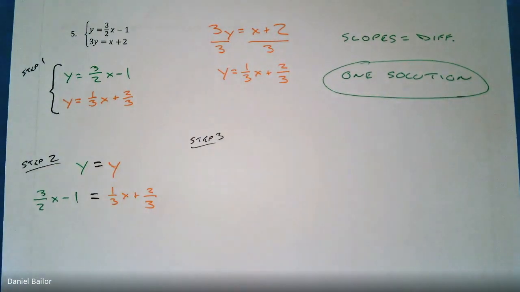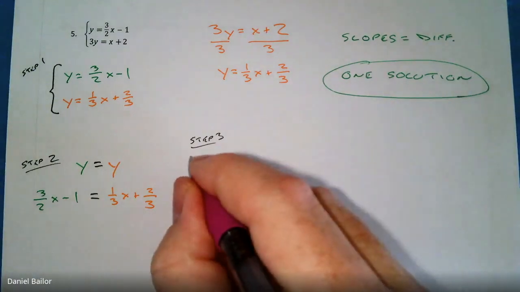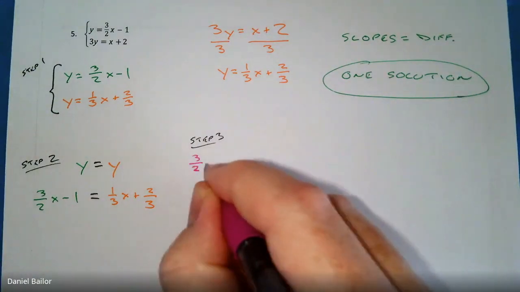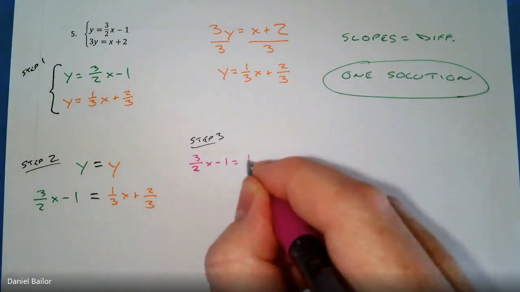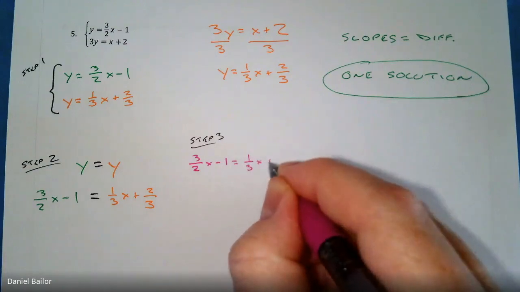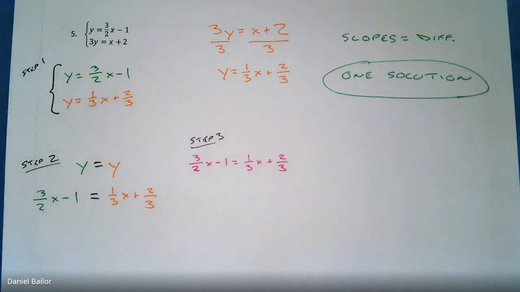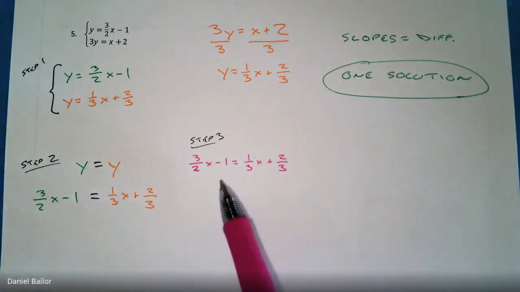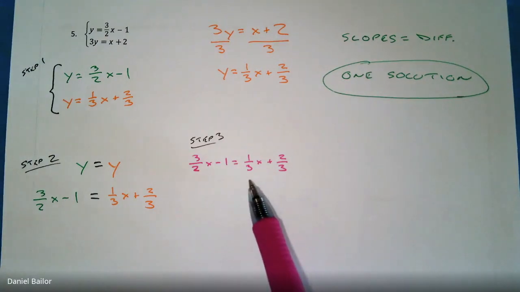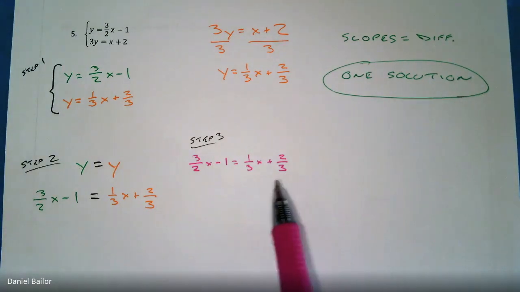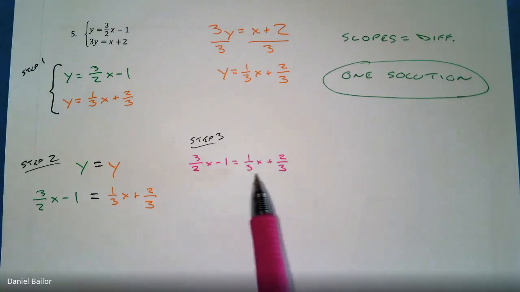I'm going to switch to a different color because now we're trying to solve. 3/2x minus 1 equals 1/3 x plus 2/3. Now, you might be saying, that's a lot of fractions, Mr. Baylor. So the fractions might be freaking you out right now. I'm going to teach you a little trick right now to help you with this. Make the fractions go away. The way to do that is you multiply to make the denominators disappear.